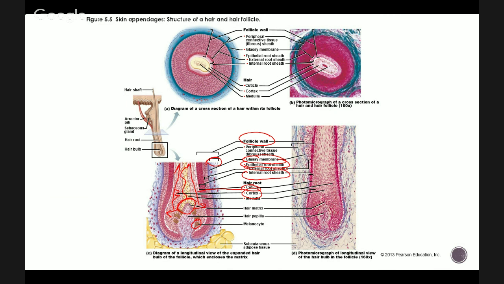Cross section through the hair, then you'll see the thick rows of keratinocytes. But by the time it makes its way to the surface of the skin, those cells are no longer living. They've died off and they've been replaced. Organelles have been replaced with keratin, like the epidermis.